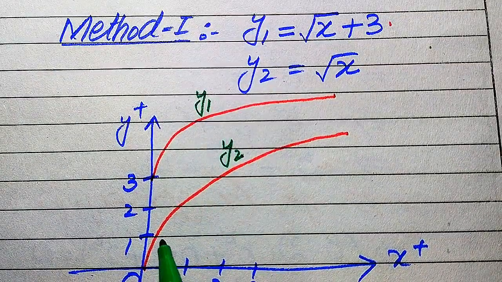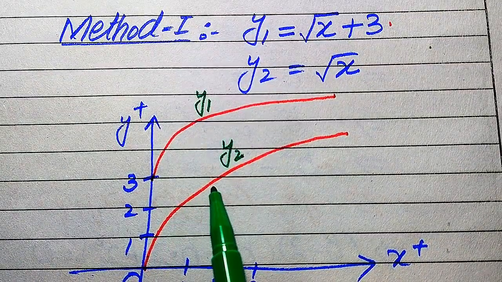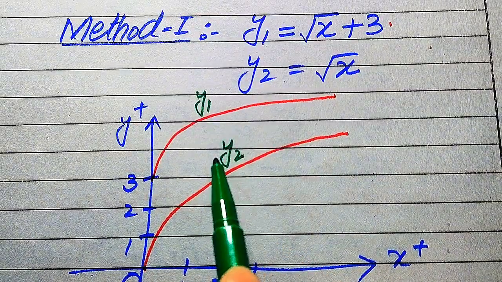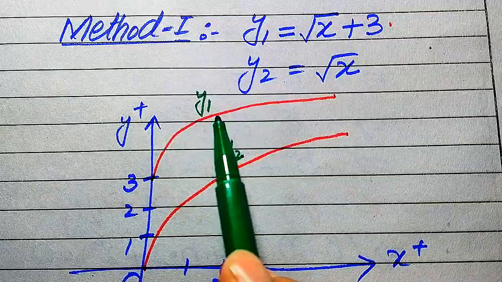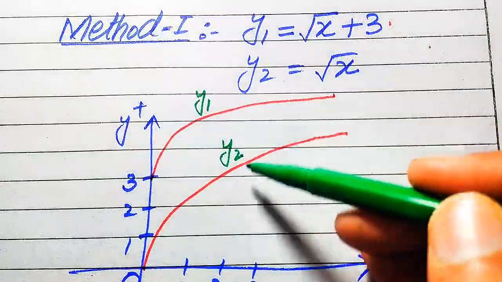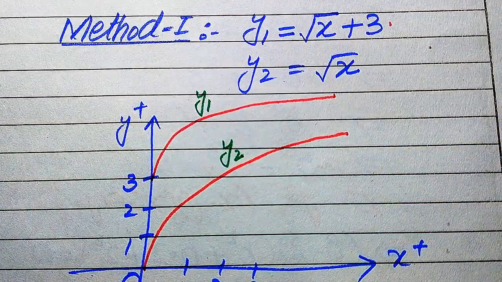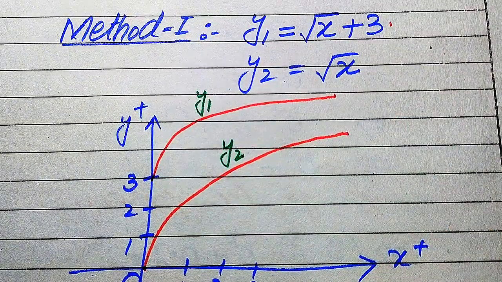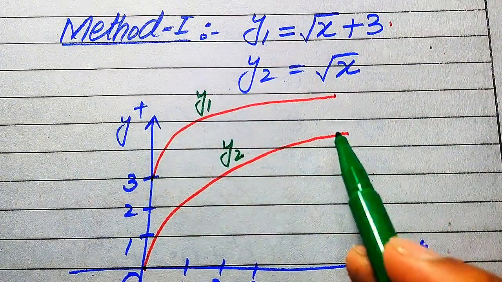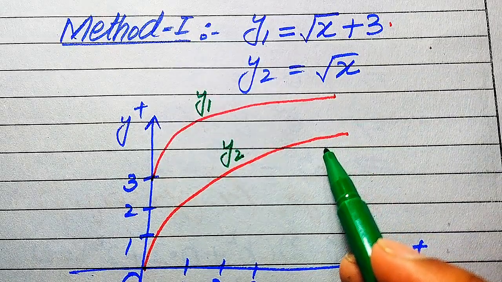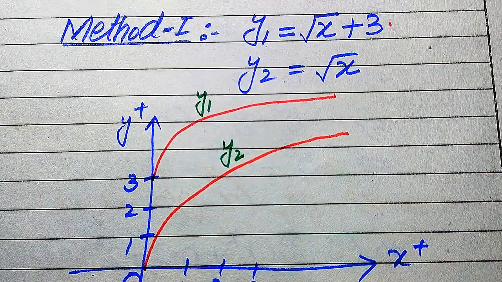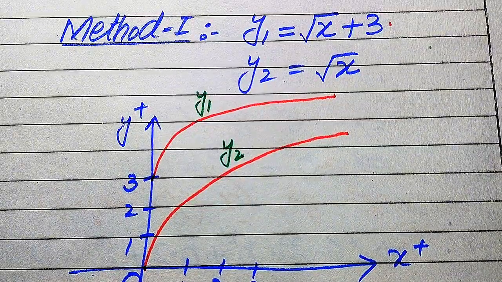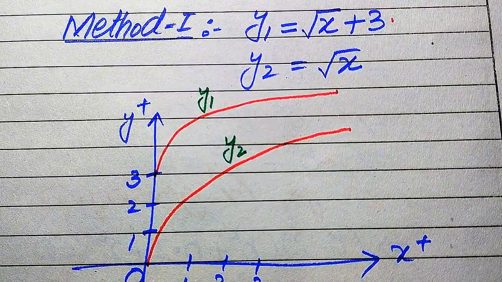So when you move the graph of y2, it is always 3 units below y1. It means that the difference between these two graphs is 3 units. So if you move these two graphs up infinitely, you can see that these two graphs do not intersect each other, but in order to find the solution we need this as a necessary step.